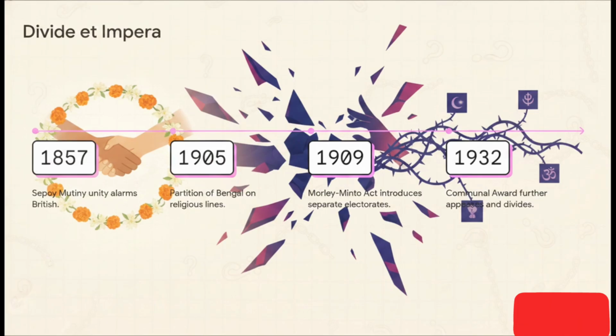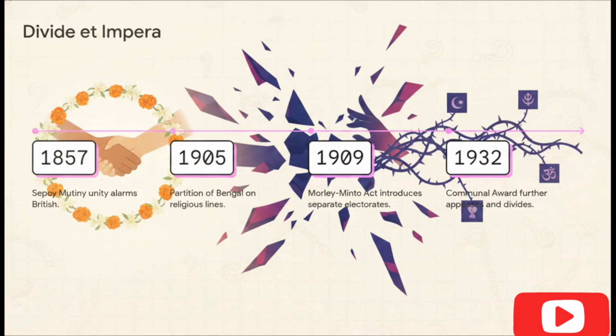Following the remarkable Hindu-Muslim unity that was seen during the 1857 Sepoy Mutiny, the colonial rulers were genuinely alarmed. To maintain their control, they systematically engineered division. In 1905, they partitioned Bengal along religious lines. By 1909, the Morley-Minto Act introduced separate electorates for Muslims.